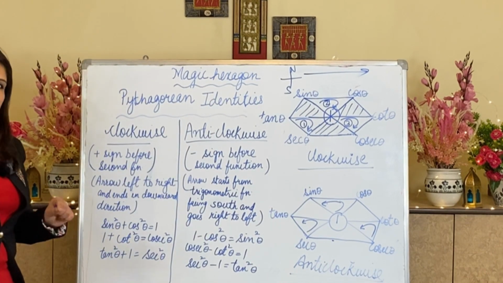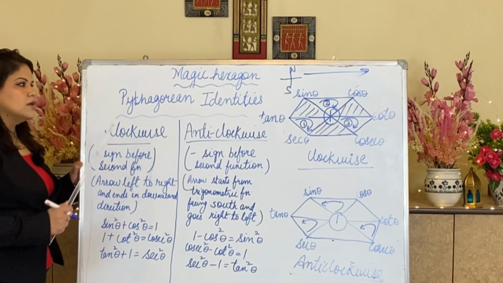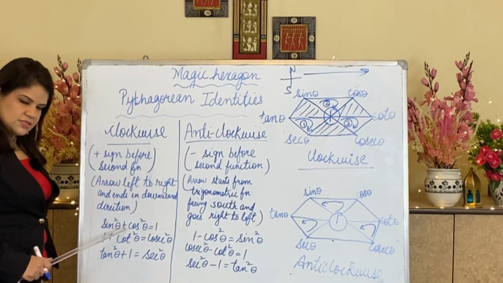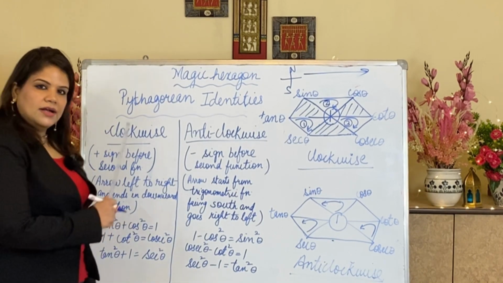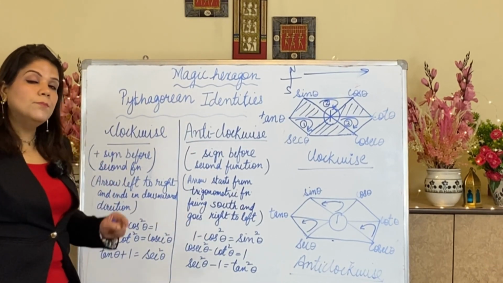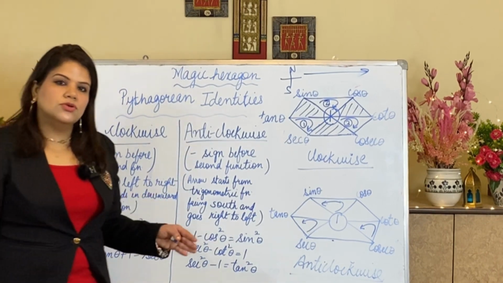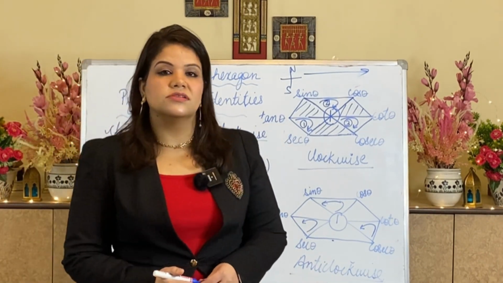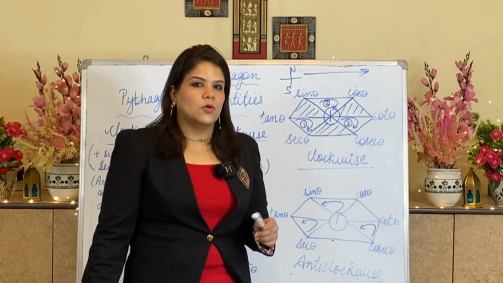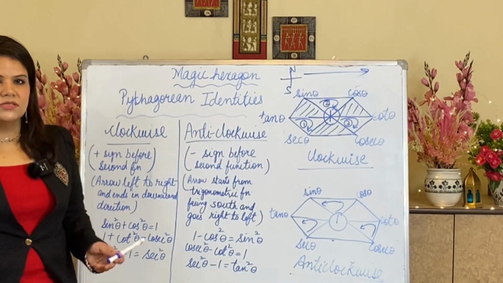And another important thing which you have to remember: while writing clockwise trigonometric identities, for Pythagorean identities, I will be using plus sign, and while writing anti-clockwise, I will be using minus sign, and it will come before the second function. And in Pythagoras theorem, we take perpendicular square plus base square is equal to hypotenuse square. So we will take squares of the trigonometric functions here.